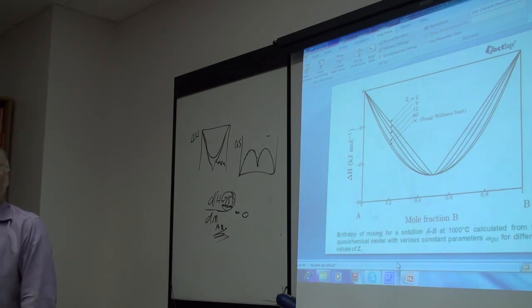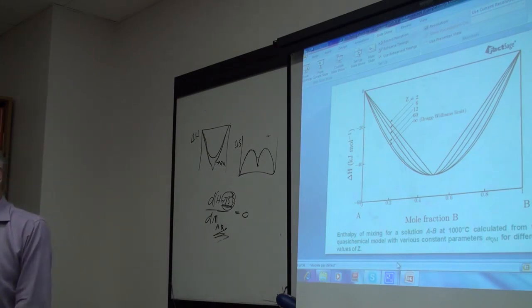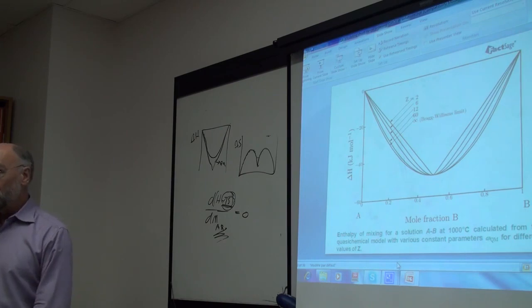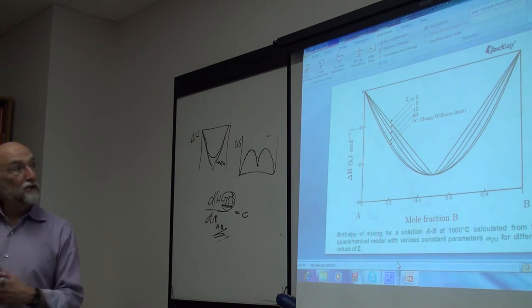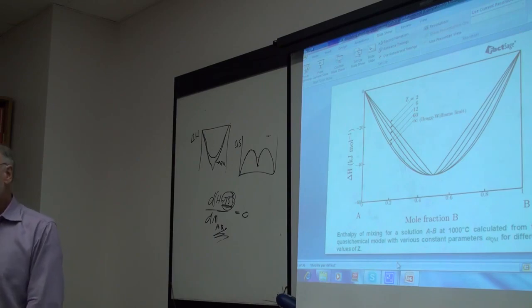Suppose that Z was equal to an extremely high number. Then the system would have a huge number of sites over which to distribute the bonds. So it's going to try to become an ideal solution, because that gives you a really big entropy.